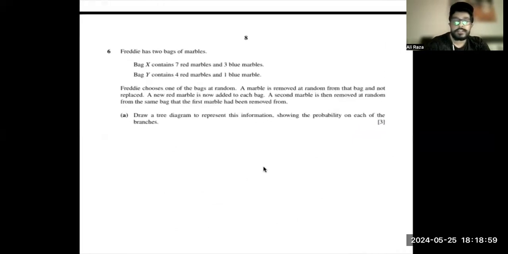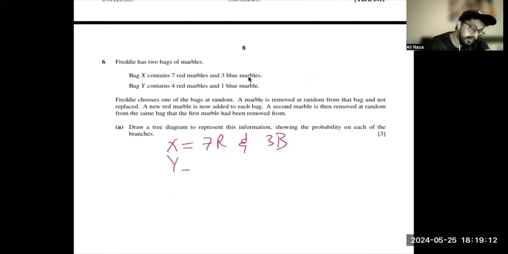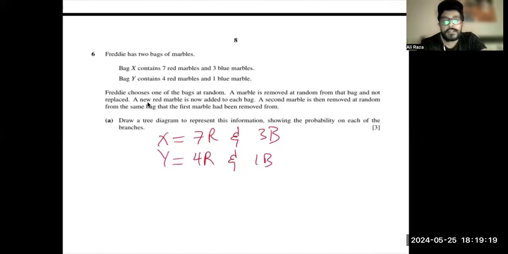Now in question 6, we're given 2 bags of marbles where bag X contains 7 red and 3 blue. And bag Y contains 4 red and 1 blue. Freddy chooses one of the bags at random. A marble is removed at random from the bag and not replaced. A new red marble is now added to each bag. A second marble is then removed at random from the same bag the first marble had been removed from.